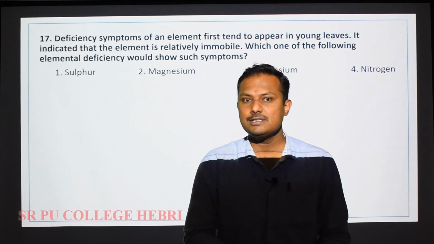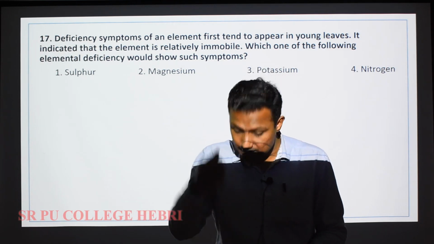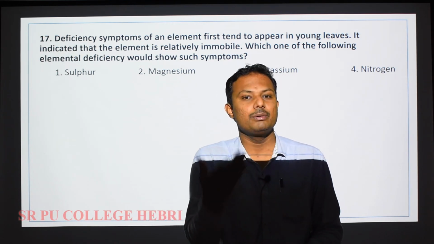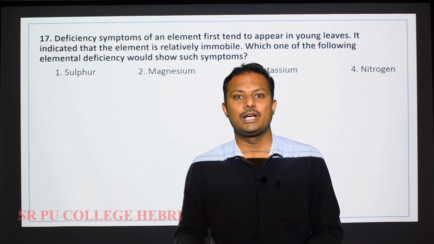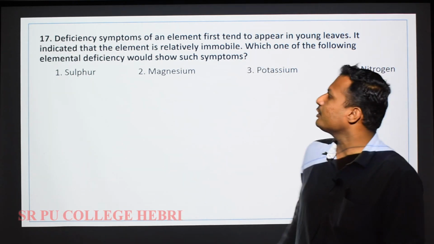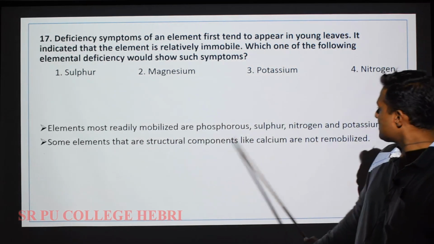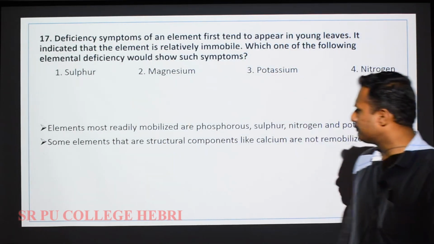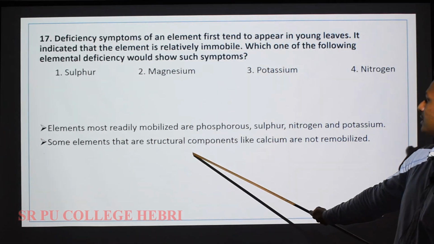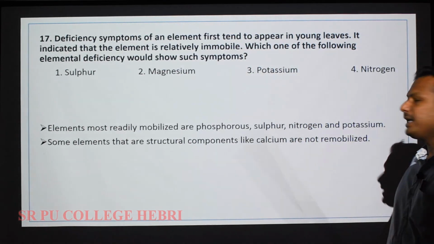But there are certain minerals which cannot be transported from the older parts because they form the structural component. They may be forming the cell wall, they may be forming the plasma membrane. So they are structural components. That is why. So which of those minerals? See, elements most readily mobilized are phosphorus, sulfur, nitrogen, potassium. These can be easily mobilized in the plant body. Some elements that are structural components like calcium and even magnesium, they cannot be remobilized.